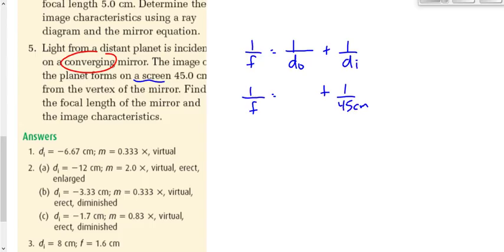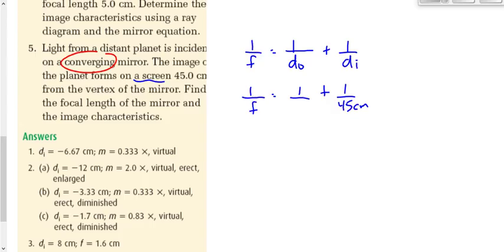But we don't know what do is. We don't know what do is, but we do kind of know what do is. We're talking about a distant planet. Is a distant planet 1 centimeter away? No. A distant planet is not 1 centimeter away from the mirror. Is it 2 centimeters away? No. Is it 10 centimeters away? No. It's much further than that, right?